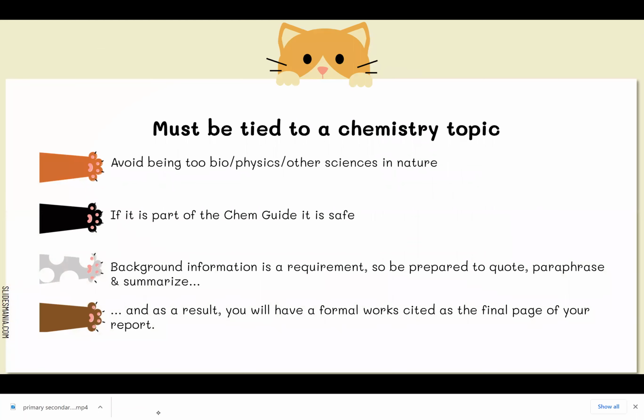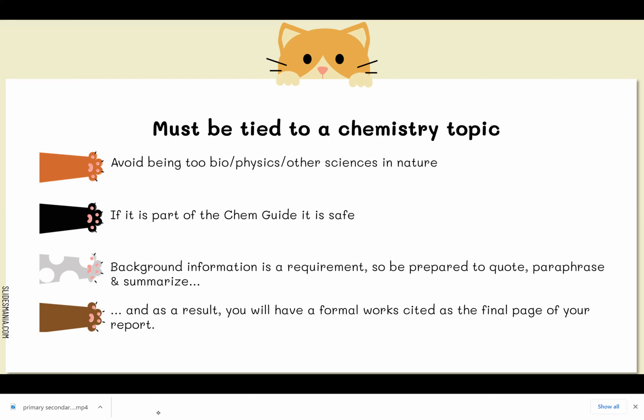One thing that we have to be careful of is it has to be tied back to a chemistry topic. We're in our chemistry class, we're doing our chemistry IA. We know that biology and physics and environmental science all overlap with chemistry. Chemistry is kind of the central science. So all of those things overlap, but what we're looking at in our experiment has to tie back to the chemistry that we've done. So yeah, it can be an environmental chemistry experiment, or it could be a biochemical experiment, but we have to focus on the chemistry aspects of it when we're talking about what's going on.